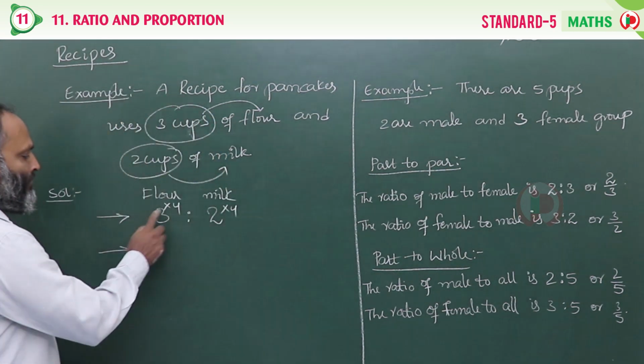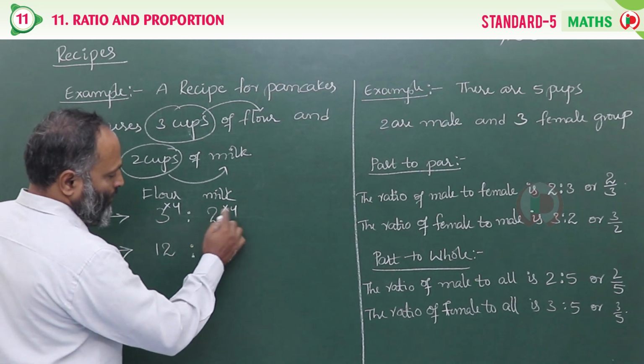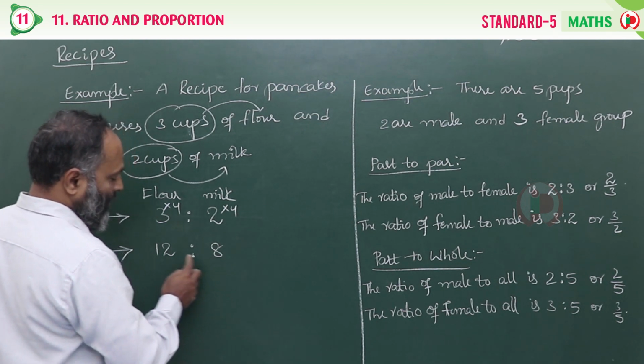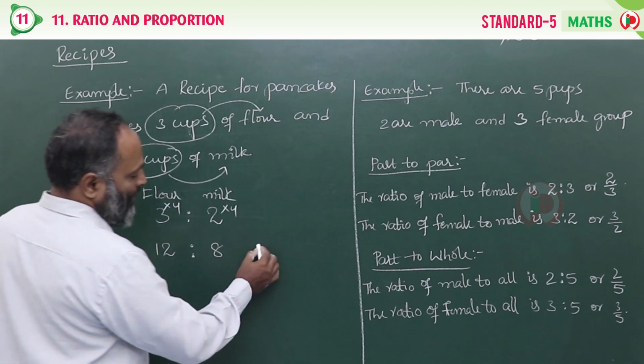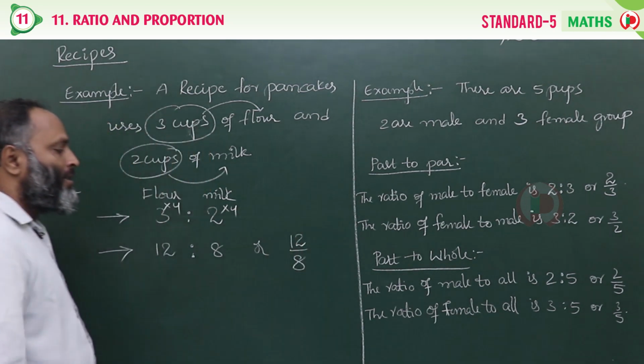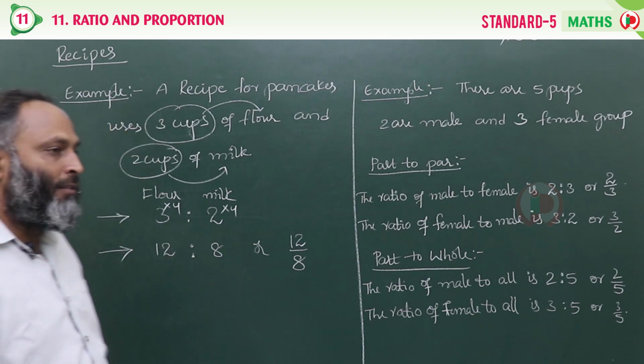Now 3 4s are 12, and 2 4s are 8. So that is 12:8, or 12 to 8, or in fraction 12/8. If you increase in this way, then our pancake will be yummy.